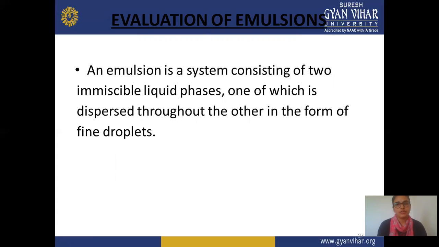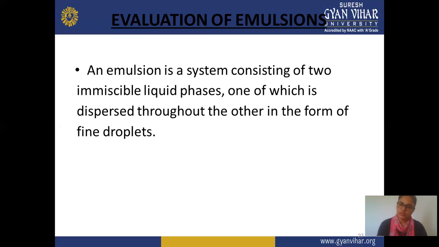Next is evaluation of emulsion. It's another oral liquid dosage form for which you check evaluation parameters. Before starting this, the definition of emulsion: an emulsion is a system consisting of two immiscible liquid phases, one of which is dispersed throughout the other in the form of fine droplets. In emulsion, you can say it is a two-phase system containing oil and water as both phases. And in this, you check how much of the dispersed phase is present in the form of fine droplets.